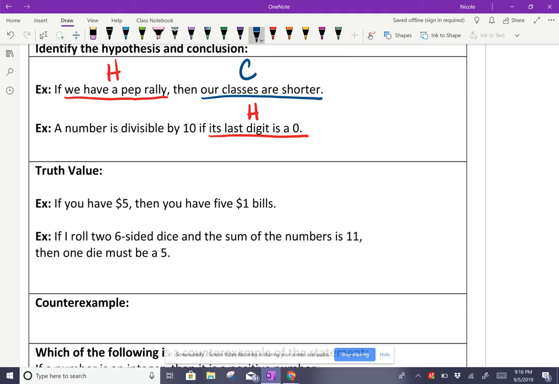And then we have to look at the rest of the statement. What is left? The word then is not included, but if we take into account what is left, a number is divisible by 10. This is our conclusion. If we read this differently or backwards, we could say, if its last digit is 0, a number is divisible by 10. So it's just missing the then, which sometimes happens, but it's always going to be the part that isn't the hypothesis.